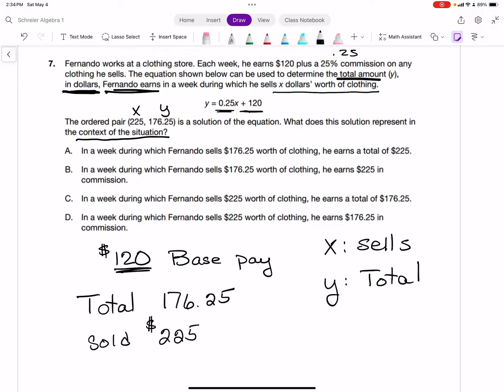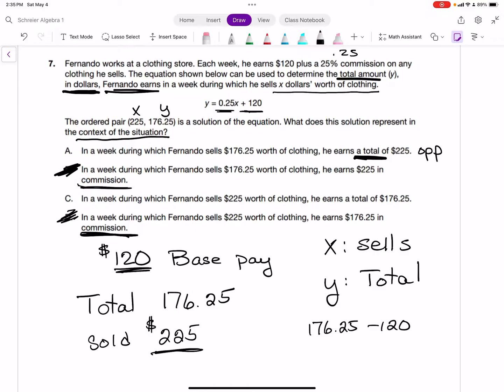one's correct. So it says first, in a week during which Fernando sells $176, that's not right, because we have that he sold $225. He earns this, and that's basically the opposite. In a week during which he sells this worth of clothing, he earns this much in commission. So this is interesting because this is the total and this is the commission. The commission for this would be $176.25 minus the base pay. So this has nothing to do with the commission. So anything with the word commission in it, I'm throwing away.